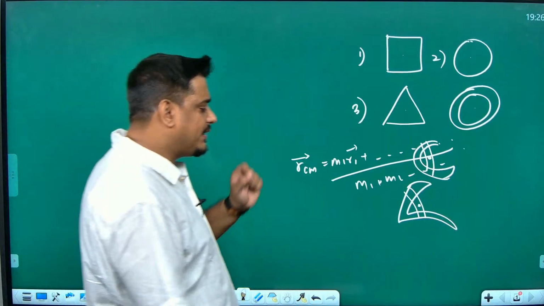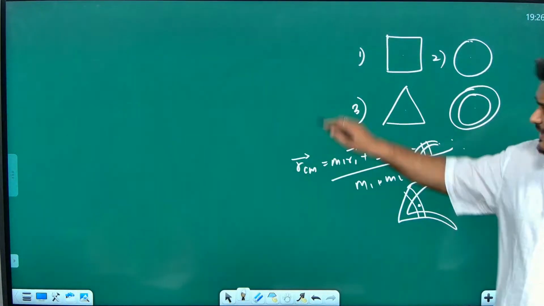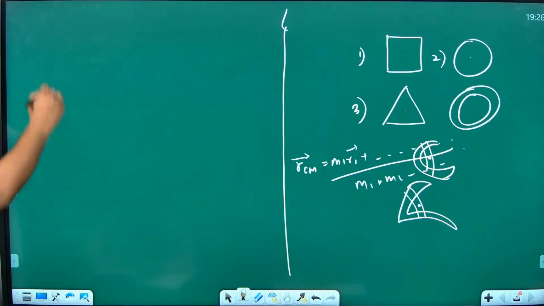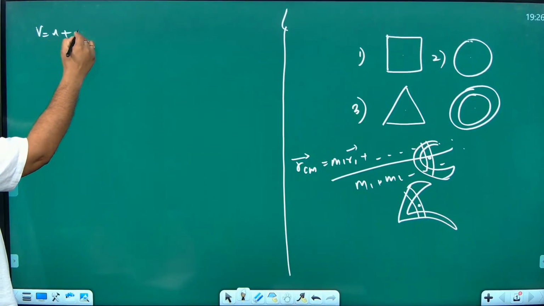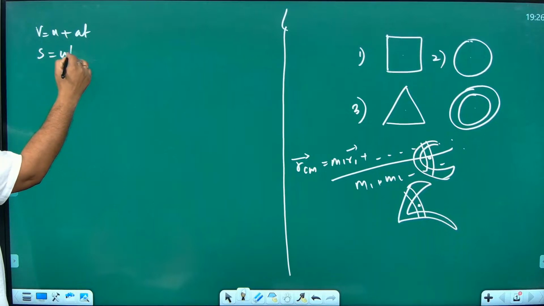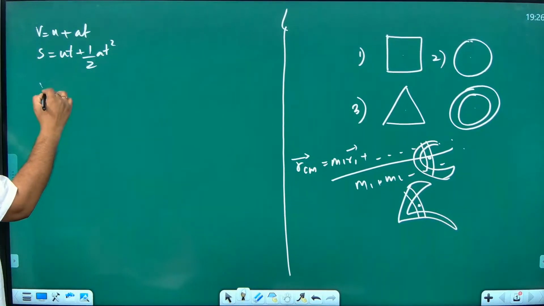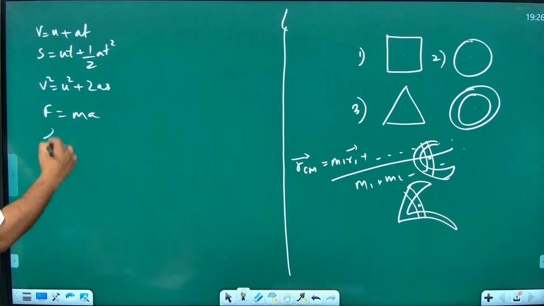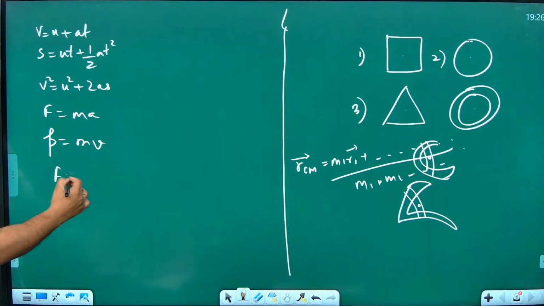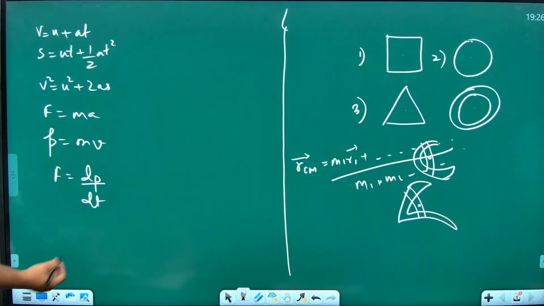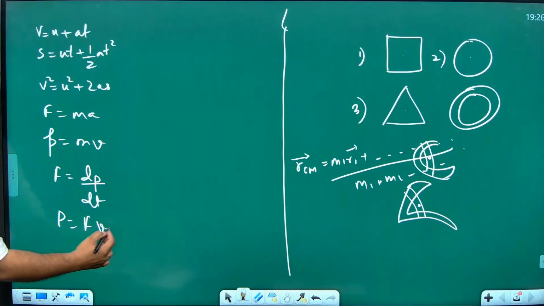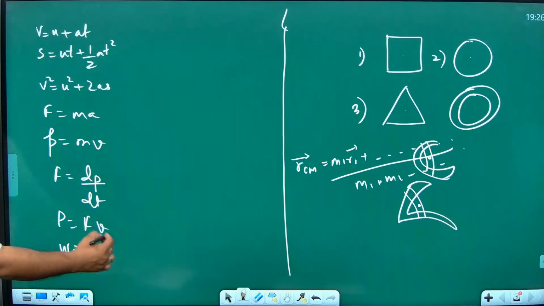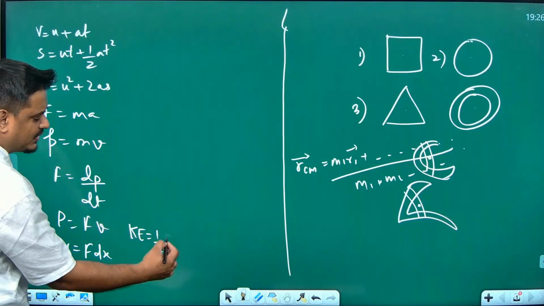There I told you, in translatory motion, whatever formula you have studied, once again I am repeating that because today's class will start from there only. For example, in the first chapter you have studied V is equal to U plus AT, or S is equal to UT plus half AT square, or V square is equal to U square plus 2AS, or force is equal to mass into acceleration, or momentum is equal to mass into velocity, or force is equal to rate of change of linear momentum, or power is equal to force into velocity, or work done is equal to force into displacement, isn't it? All of these formulas, or kinetic energy also we wrote yesterday. Kinetic energy is equal to half mv square if u is equal to 0.